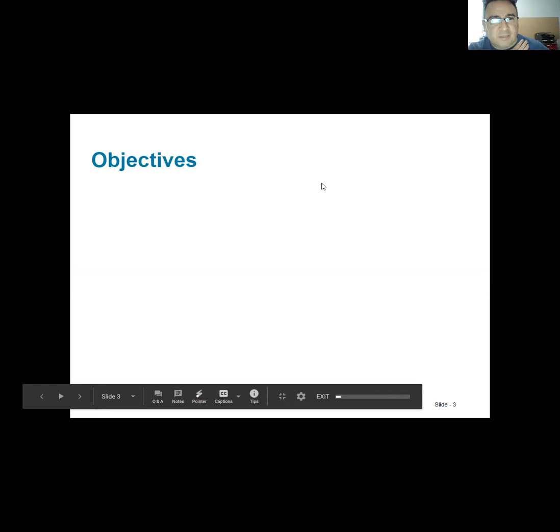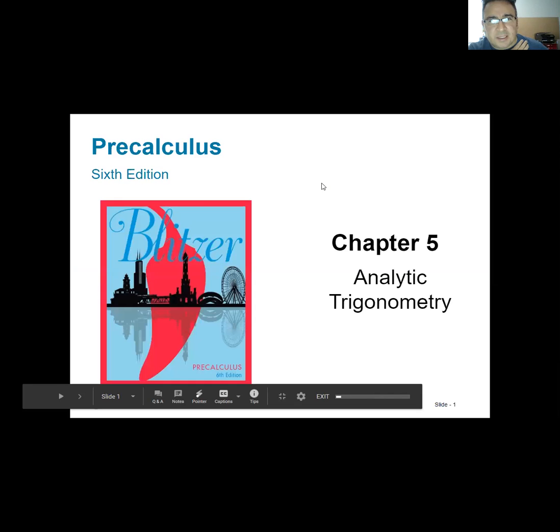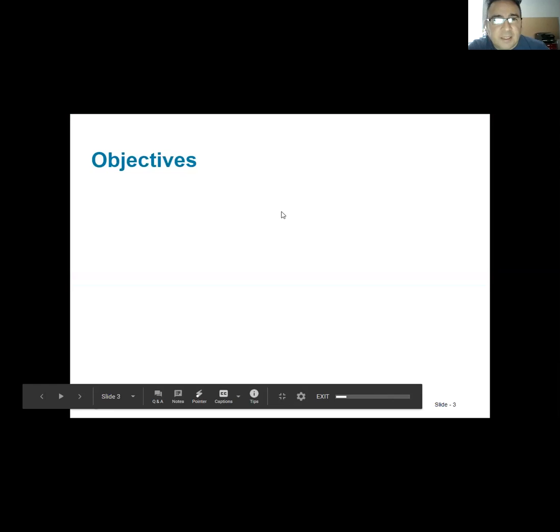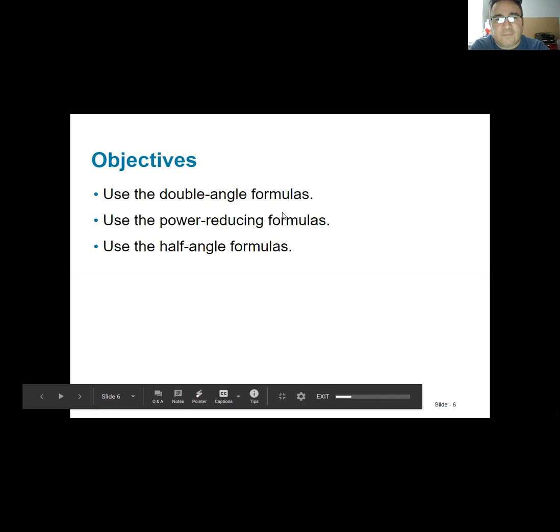All right. It seems to be kind of working now. So the time I didn't lose waiting for people, I lost trying to get this thing going. So this is, for those of you taking notes, 5.3, double angle, power reducing and half angle formulas. So we started with double angle formulas last time, right? So our objectives are to learn how to use all of these: the double angle formula, the power reducing formula, and the half angle formulas.